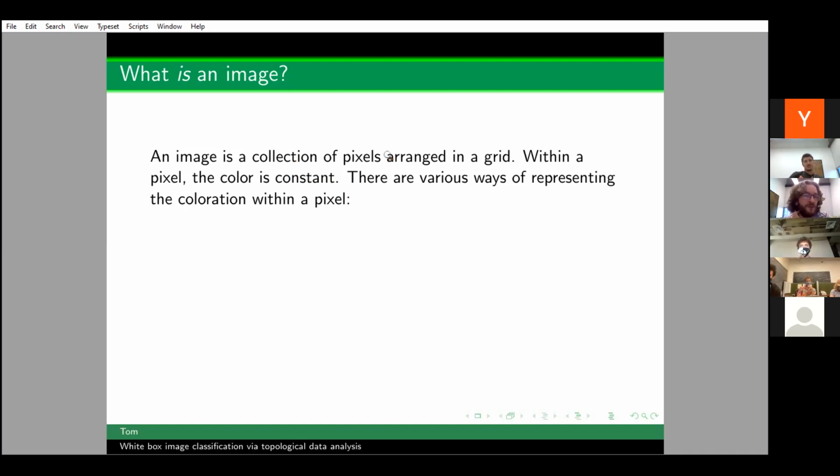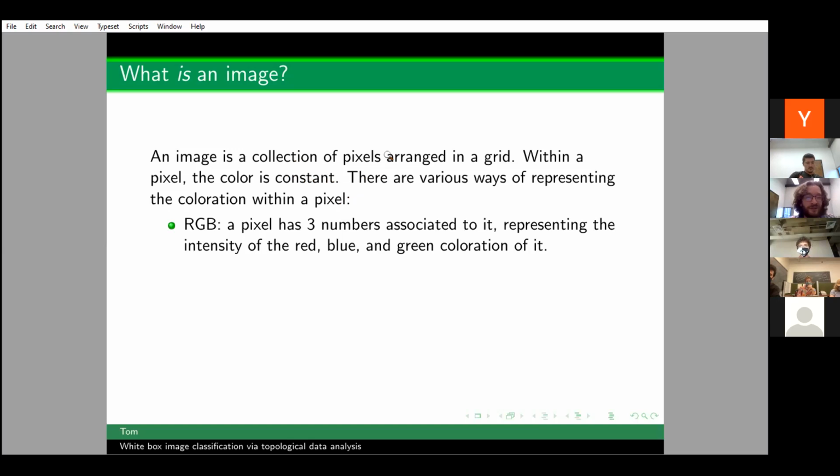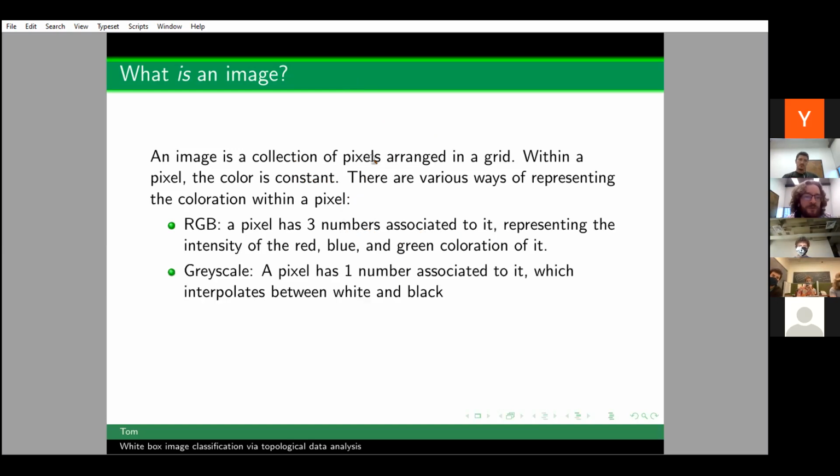There are various ways of representing the coloration within a pixel. There's RGB, red, green, blue, whatever. Each pixel has 3 intensities associated to it, so you can think of this as a 3-dimensional matrix, representing the intensity of red, green, and blue. A simpler version is grayscale, where you have one number associated to a pixel, which interpolates from 0 being white to 1 being black, and a half would be a light gray color or something.